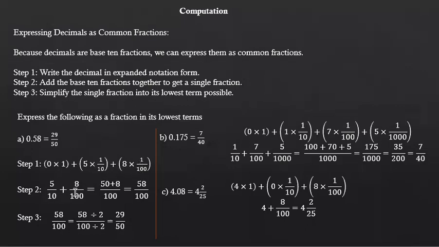When we move on to step 2, we will get 5 over 10 because 0 by 1 is 0, plus 8 over 100, which gives you 58 over 100. We now need to reduce this 58 over 100 to its lowest possible term. The highest common factor of 58 and 100 is 2. So we divide 58 by 2 to get 29 and 100 by 2 to get 50. Any questions?